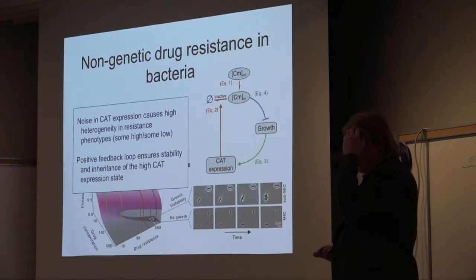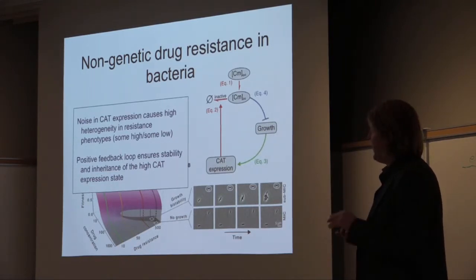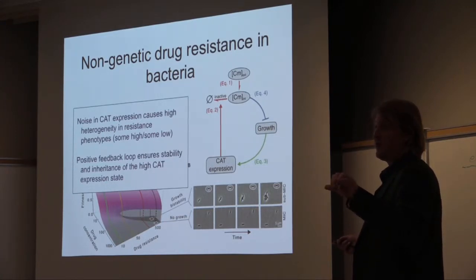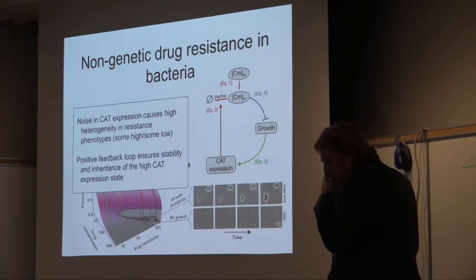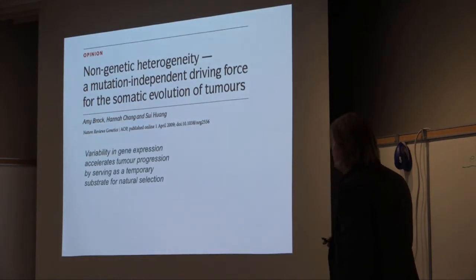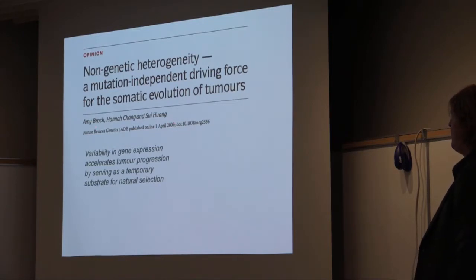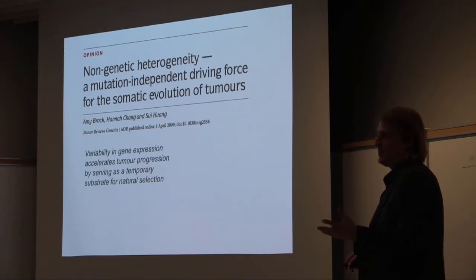I distributed a paper, I was asked to send out a paper, about a perspective on how this works in cancer, and I'll get to that in a second. The author, Sui Huang, is very much a proponent of how positive feedback and differentiation can lock cells in states that will allow them to stay in that state for a very long time. This was an opinion piece that came out five years ago, which concluded that variability in gene expression can accelerate tumor progression by serving as a temporary substrate for natural selection, pretty much along the same ideas that I just described.